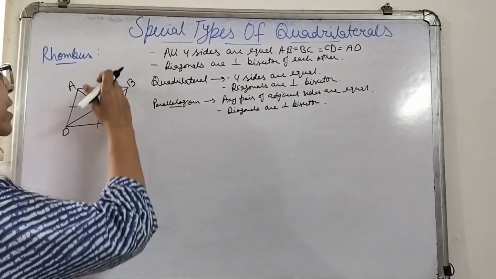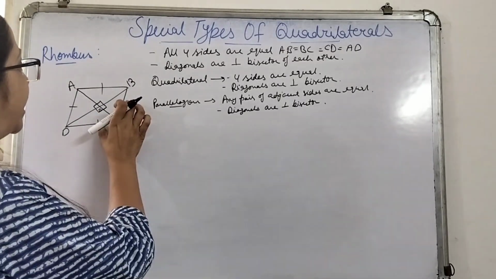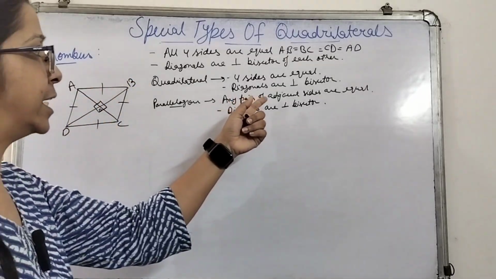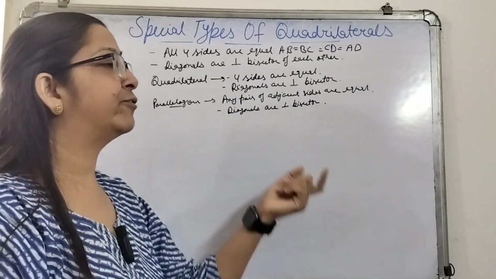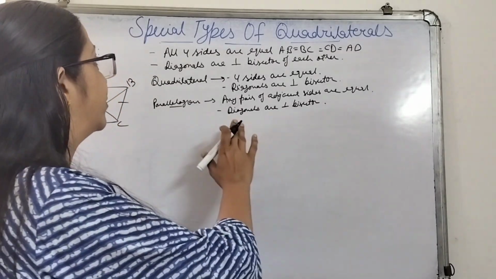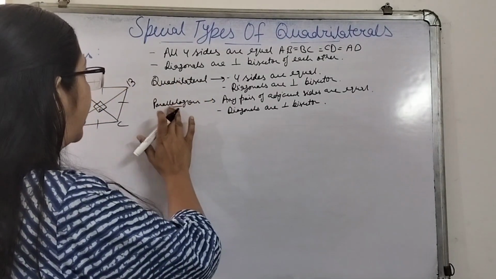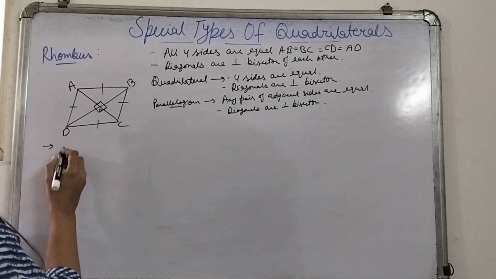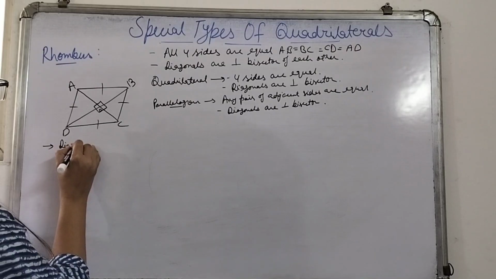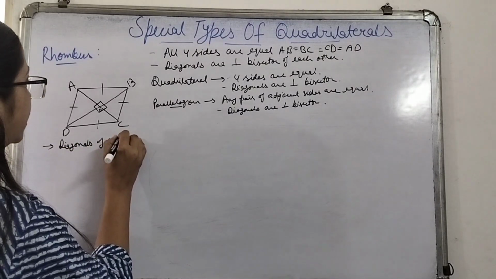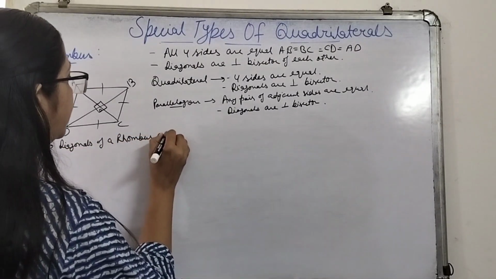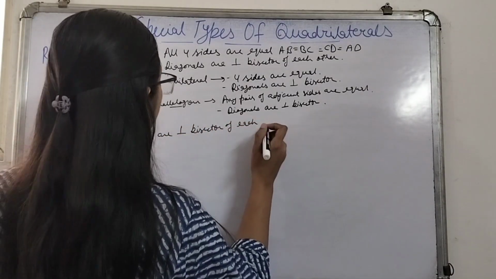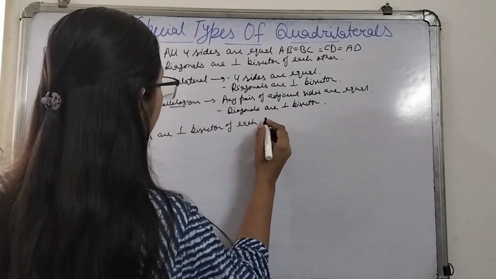Why so? Because already we know that the opposite sides are equal. So if any one pair of adjacent sides is equal, then we can automatically conclude that all the four sides are equal. Along with that, if diagonals are perpendicular bisectors, then we can say that the given parallelogram is a rhombus. Now, the property of a rhombus, just now we are saying that the diagonals of a rhombus are perpendicular bisectors of each other. It is an important theorem related to the rhombus.